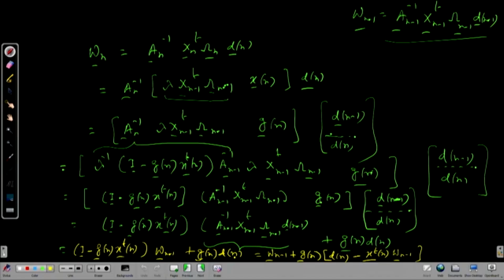Then, with some manipulations, we will write all these steps in a tabular form, and that will be our RLS algorithm, which we will do in the next class. Thank you very much.